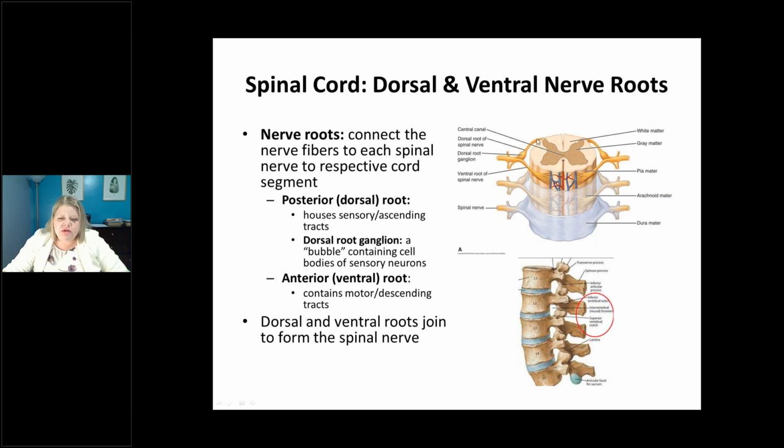The posterior dorsal root also has a dorsal root ganglion, which is unique for the dorsal side or the sensory side. It appears as a little bubble or bulge in that posterior dorsal root. And this is actually containing the cell bodies of sensory neurons, and that's why it's a little bit enlarged.